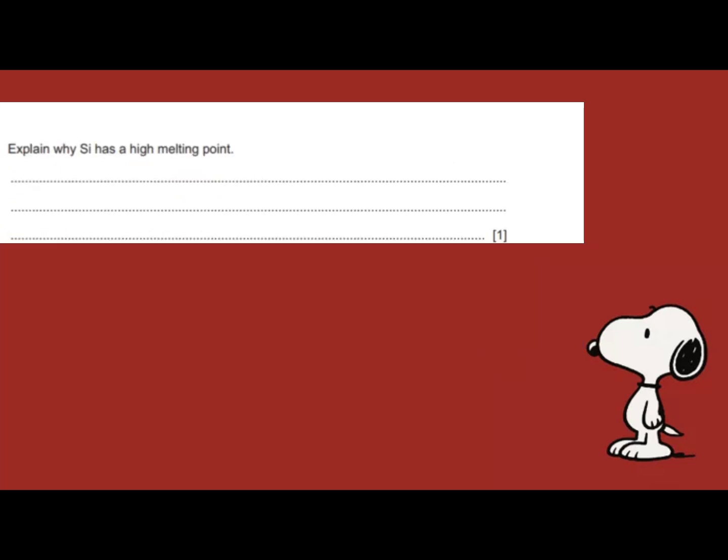Explain why Si has a high melting point. So, because Si is a giant covalent structure, it has a high melting point because there are many strong covalent bonds in the structure, and a large amount of energy is needed to break these bonds, so it has a high melting point.